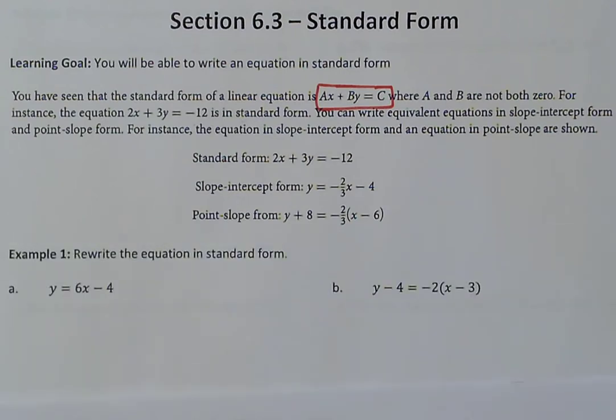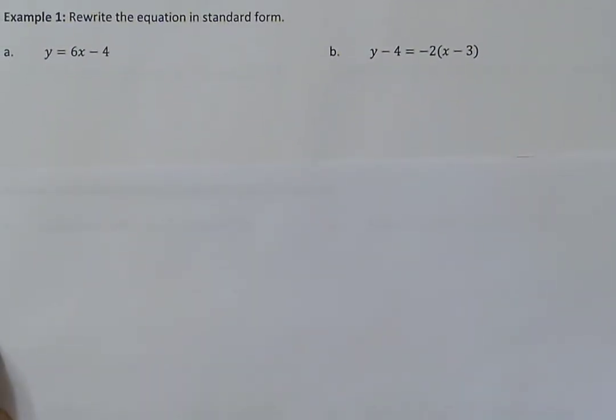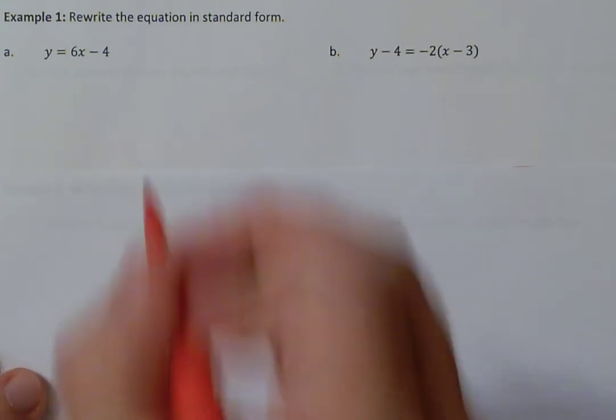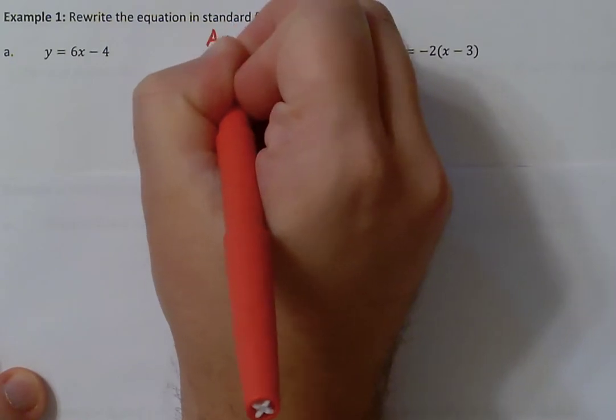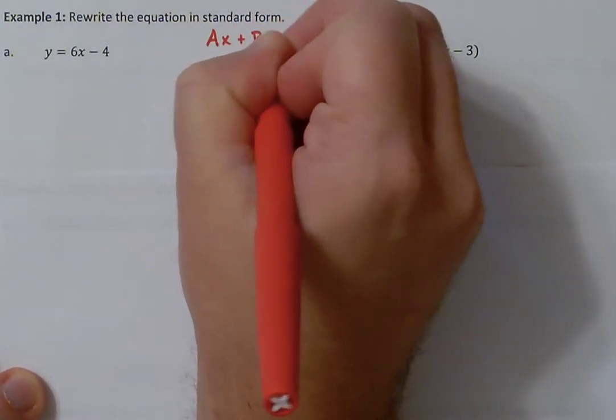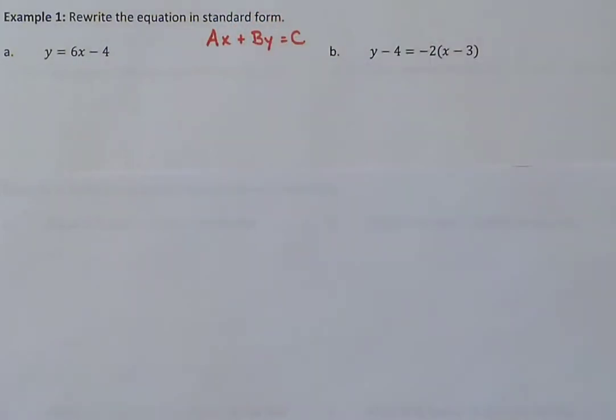But if we look at example 1, example 1 is going to ask us to rewrite the equation in standard form. Now, standard form, again, is ax plus by equals c.